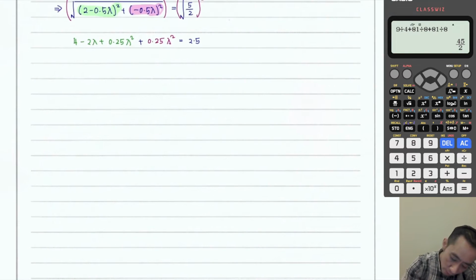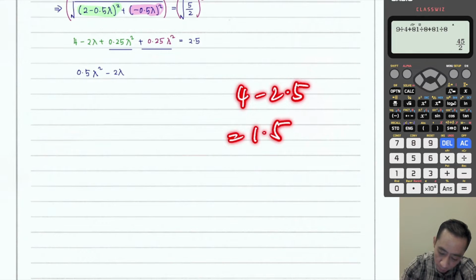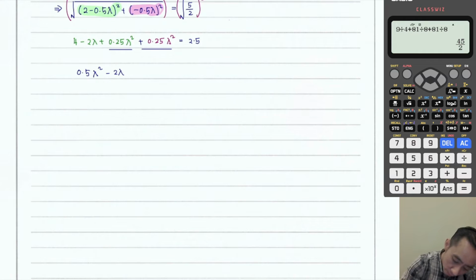So I just rearrange it. 0.25 lambda squared plus 0.25 lambda squared, I get 0.5 lambda squared, and then minus 2 lambda. So 2.5 brought to the left becomes minus 2.5. So 4 minus 2.5 is equal to 1.5. So plus 1.5 equals 0.